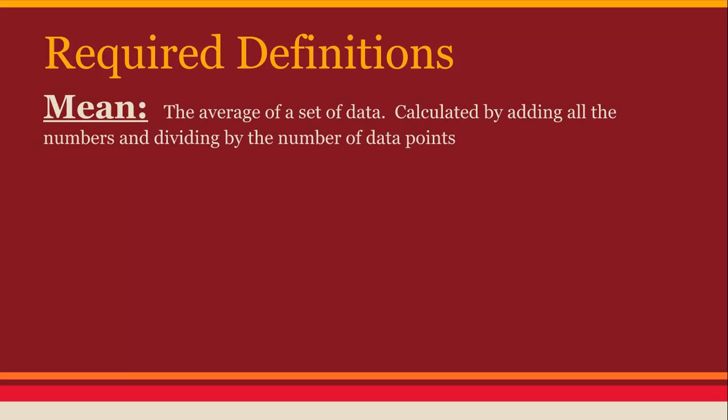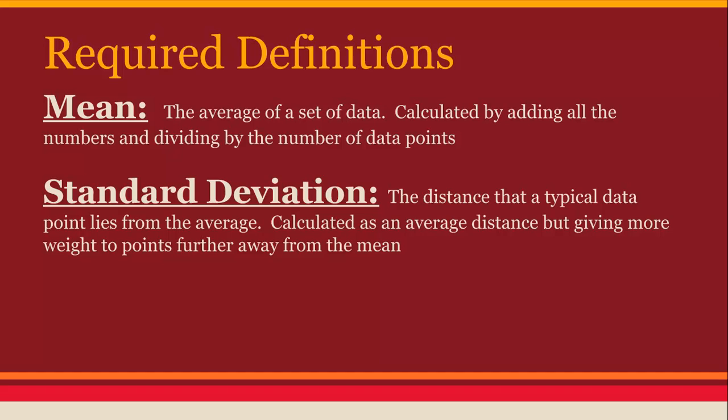Some required definitions, some things we already know. Mean is the average of the set of data. It's calculated by adding all the numbers and dividing by the number of data points. Standard deviation might be new. It's the distance a typical data point lies from the average, calculated as an average distance, but giving more weight to points further away from the mean.